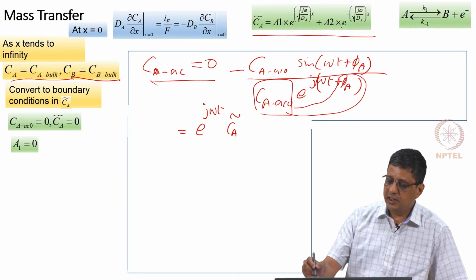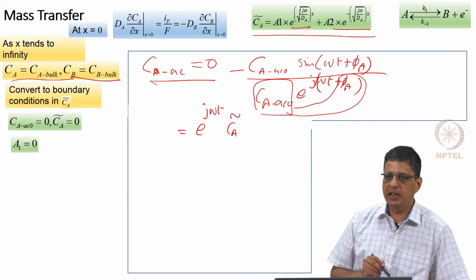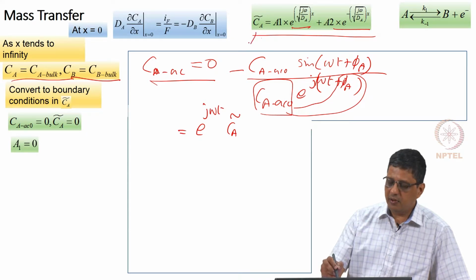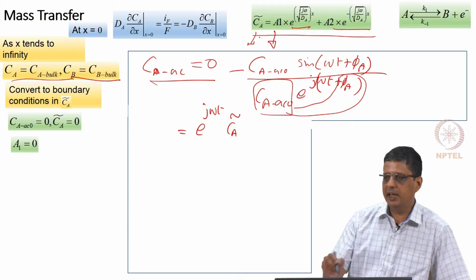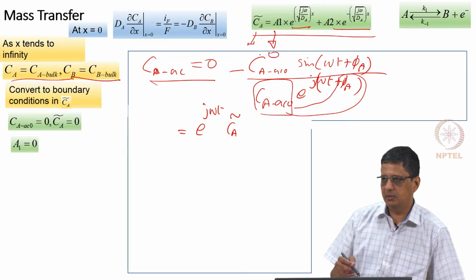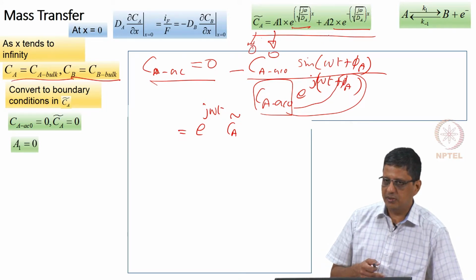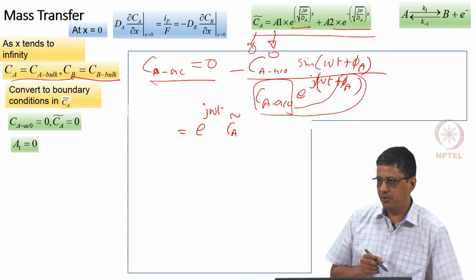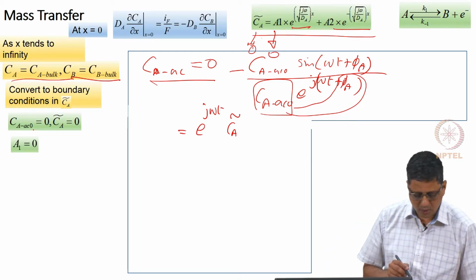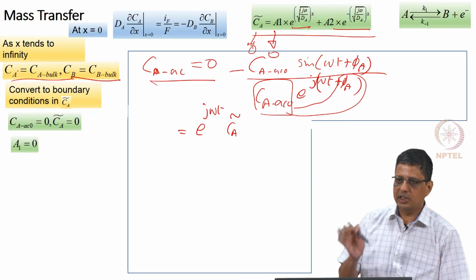The expression here, if x equal to infinity, what happens? This goes to 0, this goes to infinity, and yet if I want to say CA tilde is 0, that means A1 has to be 0. Does it make sense? We want to find A1 and A2, and we have two boundary conditions. One of them is at x equal to infinity, another is at x equal to 0. So, we get the constant A1 as 0, only then we can satisfy the boundary condition that as x tends to infinity, concentration is a fixed value.